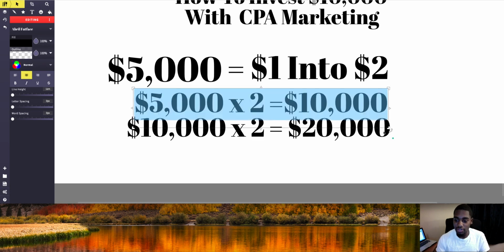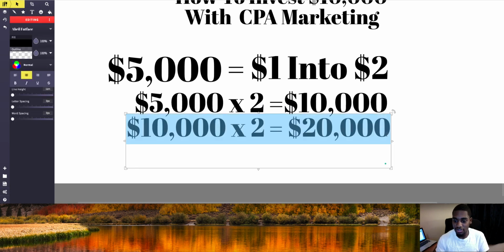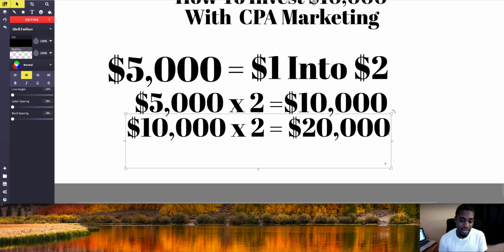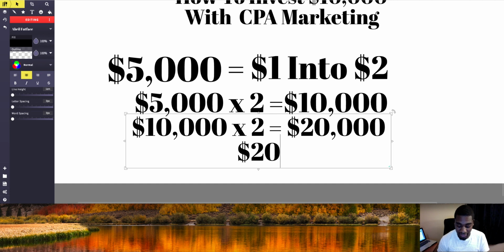So again, once you get this right here, let's just go down. So now we got $20,000. And this is literally in a few days, guys, depending on how much you're spending on Facebook. If you're spending like $1,000, $2,000 every single day, you're going to be making like $20,000 a week. So check this out, now we got our $20,000.